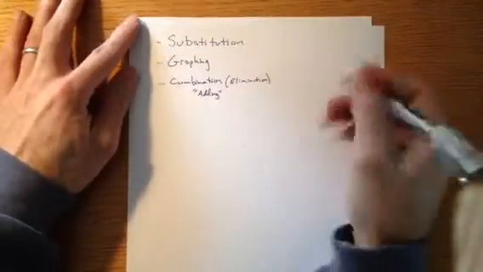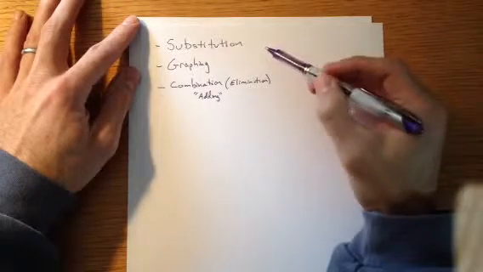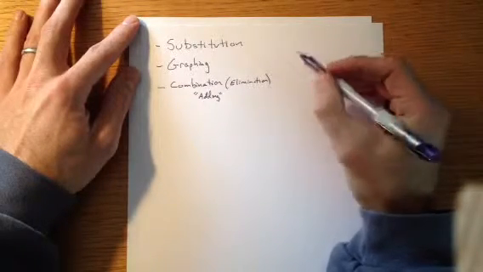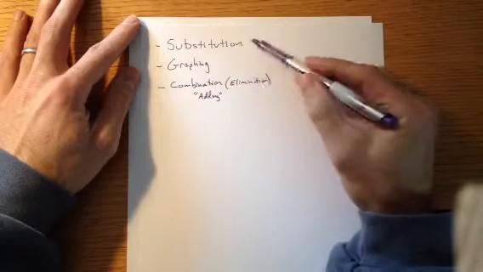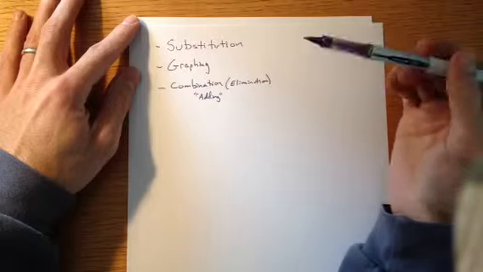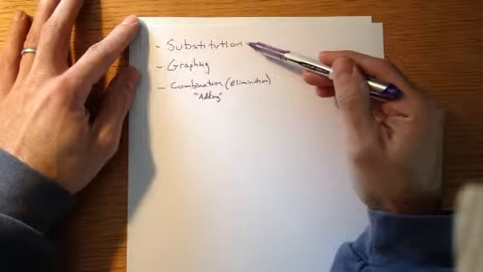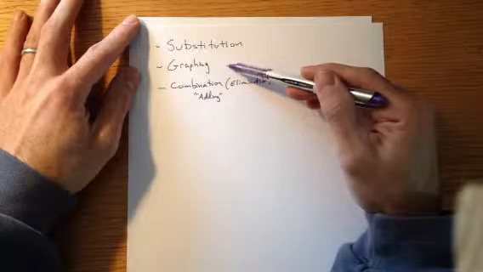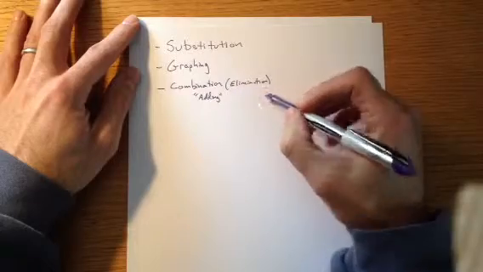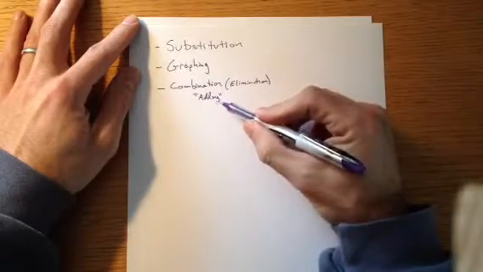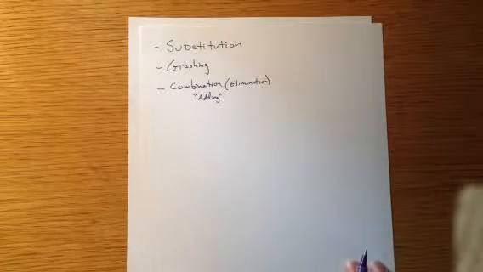Alright, so if you're watching this video, it's probably because you want to know a little bit more about how you can make sure that you are able to solve a system with some of these methods. Three of the basic methods for solving a linear system would be by substitution, by graphing, and by combination, which might also be called elimination or often called the adding method. What I'm going to focus on right now is substitution.